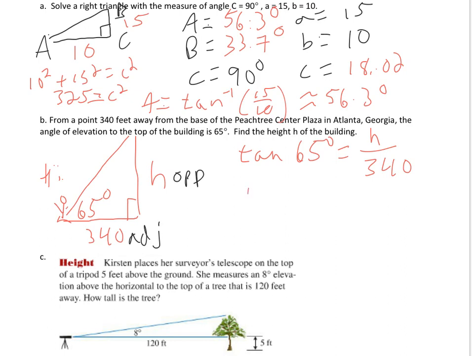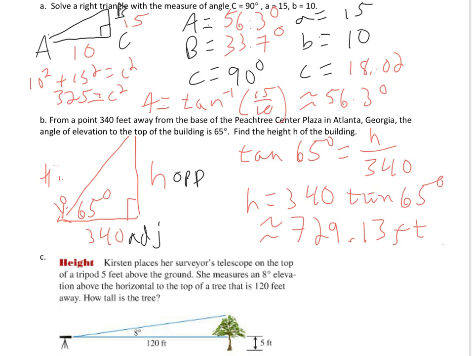So now it's an equation, and you can just multiply both sides by 340. And you can get this into your calculator in one nice clean keystroke here. And you're going to find out that the height of the Peachtree Center, at least according to this problem, is 729.13 feet. That's a really tall building.